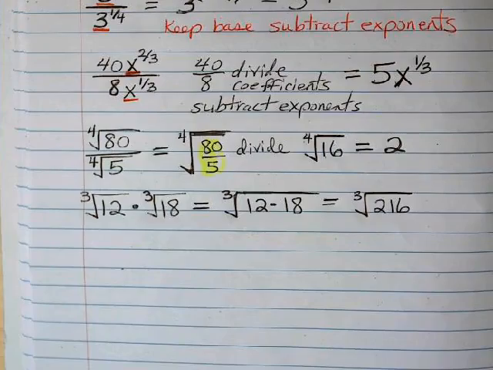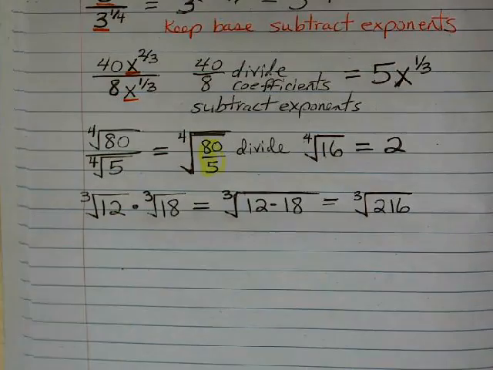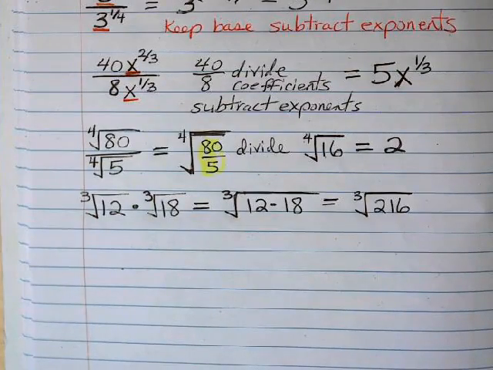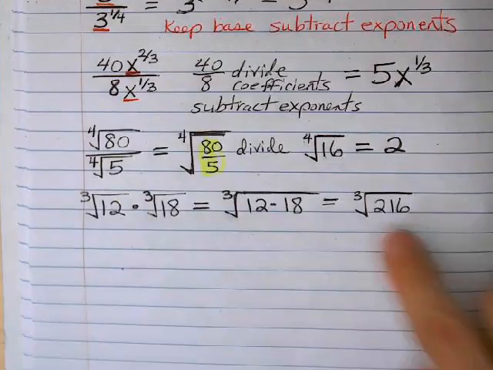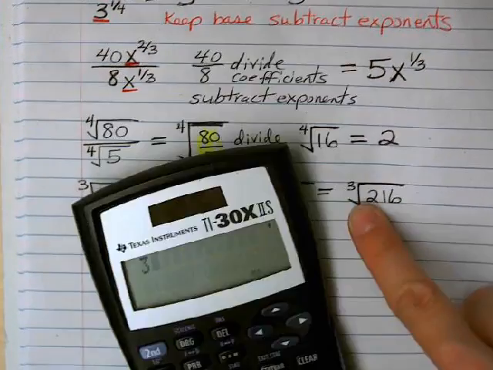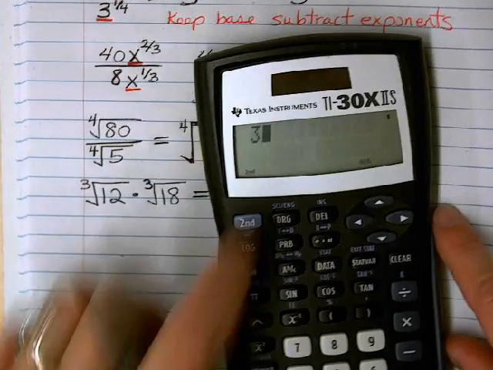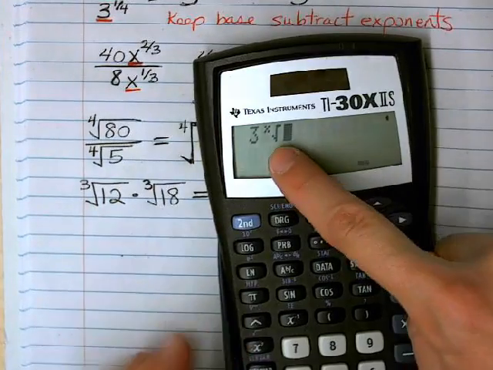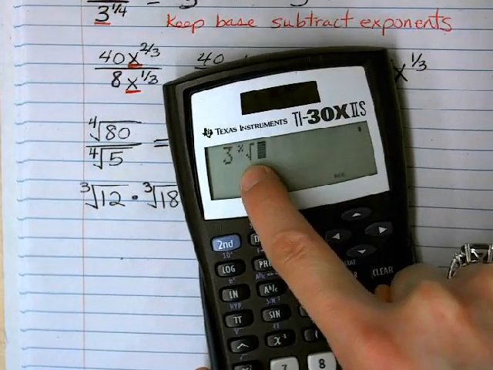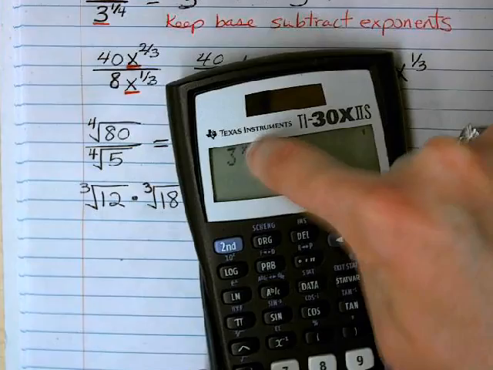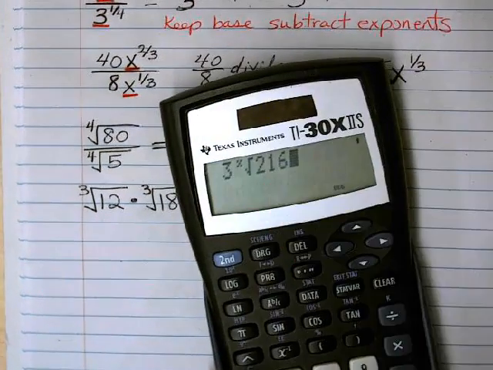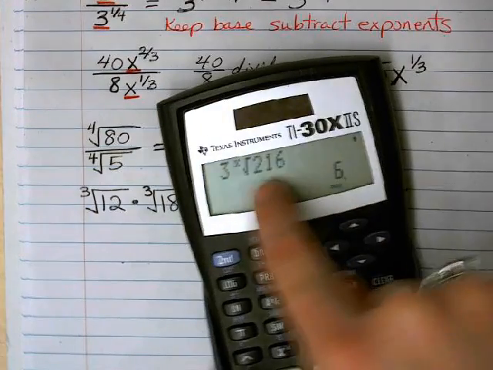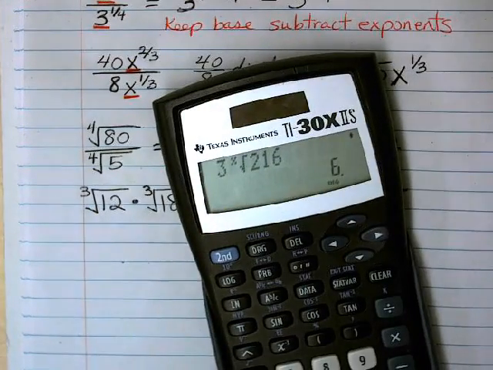The other day, if you guys were gone, I know there's a handful that were gone, we worked a lot on how to type these in the calculator. To do a cubed root, you hit 3 first, then the second key and the up arrow, the power key. That gives you a cubed root. See, it says 3 and then there's some kind of box around it, and then 216. Yep, it's 6. You just have to find the right keys on your calculator to get it. So that one's 6.